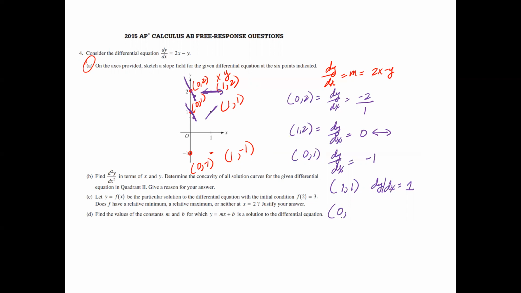Fifth point that you have is (0, negative 1). So 2 times 0 minus negative 1 is a positive 1, so that's also a positive slope. And then your last point: dy over dx is going to be 2 times 1, which is 2, minus negative 1, which is going to be 3. So that's up 3 over 1, and it looks something like that.